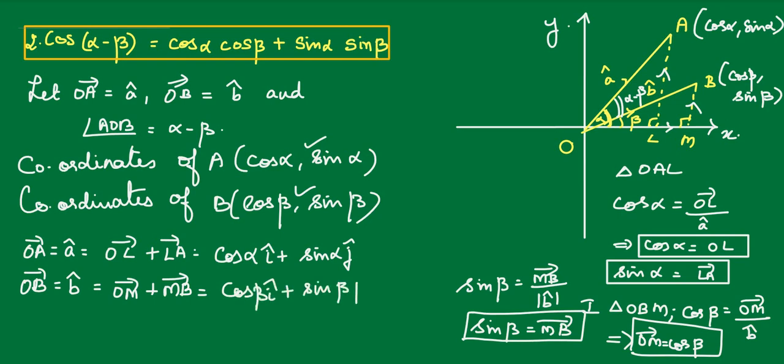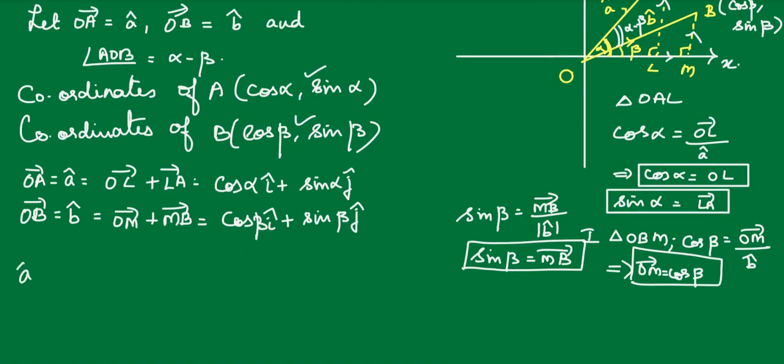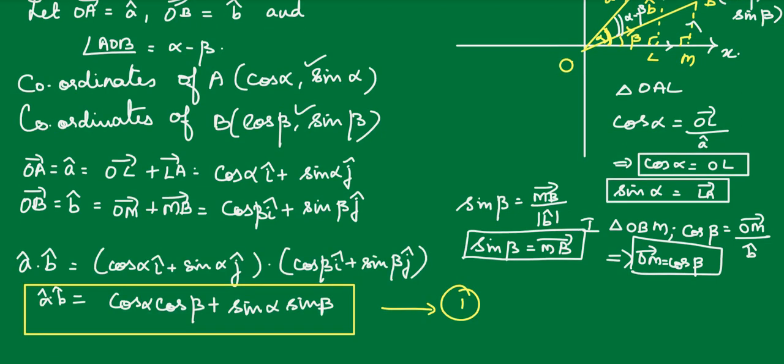Now, since this is cos of alpha minus beta, we take the dot product A cap dot B cap. Taking the dot product from these values, we get A dot B is equal to cos alpha cos beta plus sin alpha sin beta. I dot i is 1, j dot j is 1. So we get A dot B is equal to cos alpha cos beta plus sin alpha sin beta.